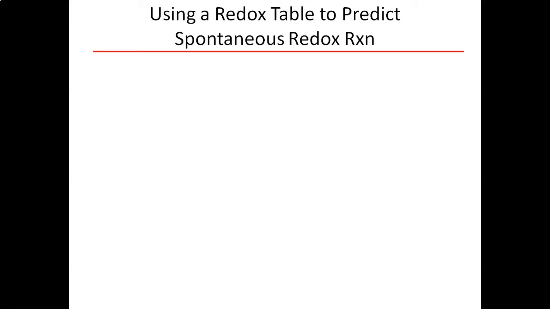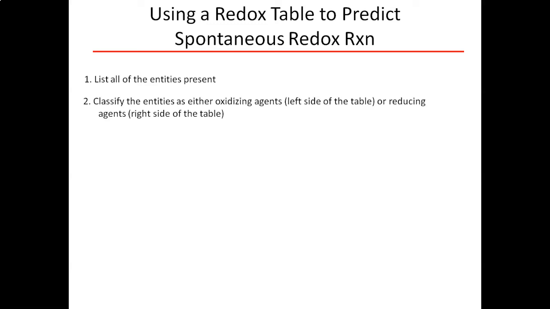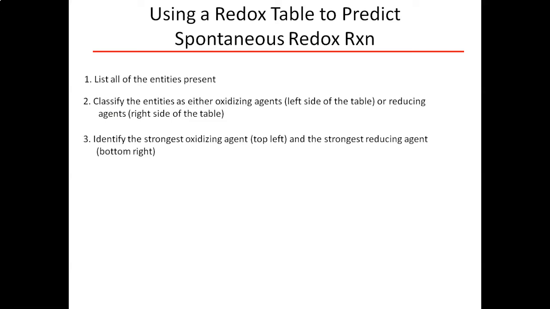Now that we have a redox table, how can we use it to predict any spontaneous redox reaction? Well, when we do this, we have to do a number of things. First thing we want to do is list all of the entities present. We want to classify them as oxidizing agents and reducing agents. Identify the strongest oxidizing agent, strongest reducing agent, and then we'll predict whether the reaction is spontaneous.